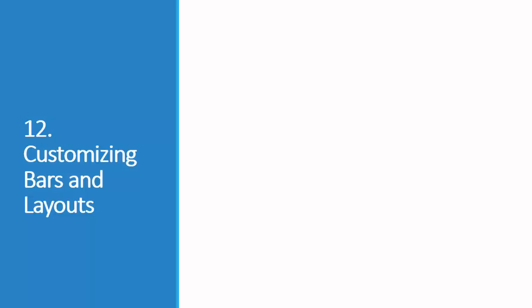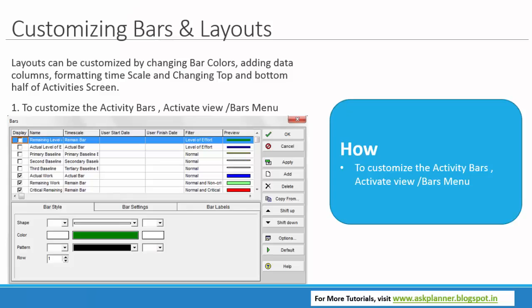Next let's see this cosmetic part, bars and layouts. Bars and layouts can be customized by changing colors, adding columns, formatting timescales and changing top and bottom view of the activity screen. How to do this? Right click on the Gantt chart and customize.